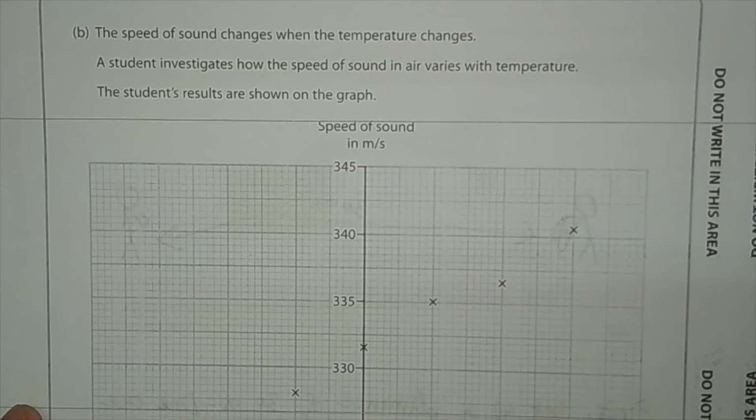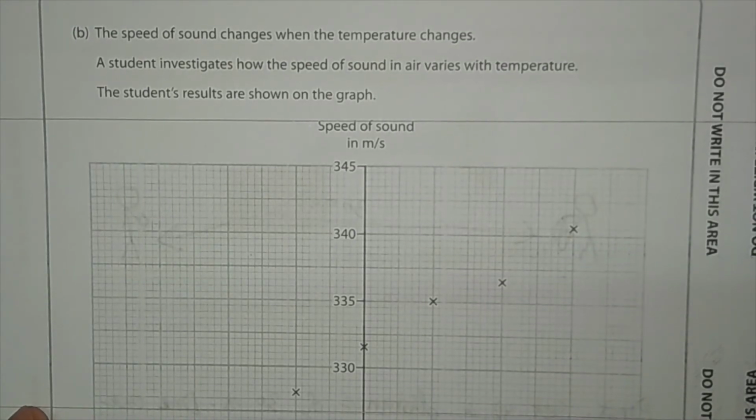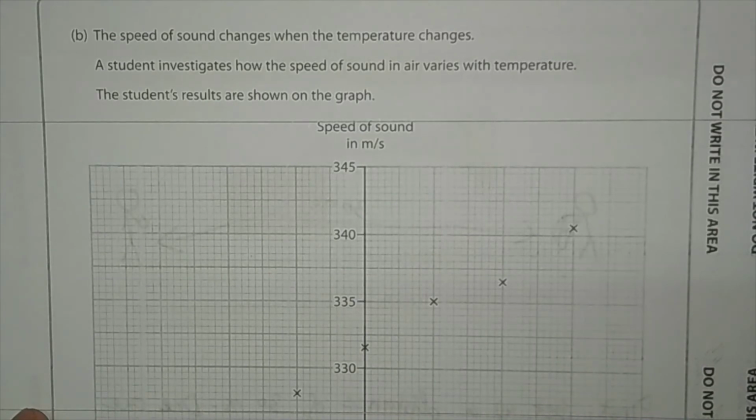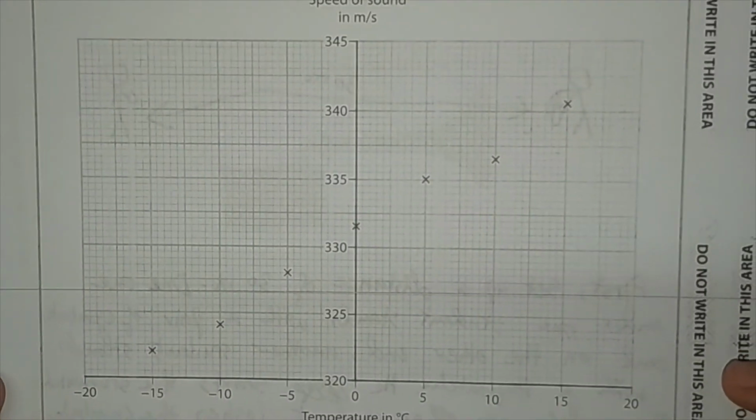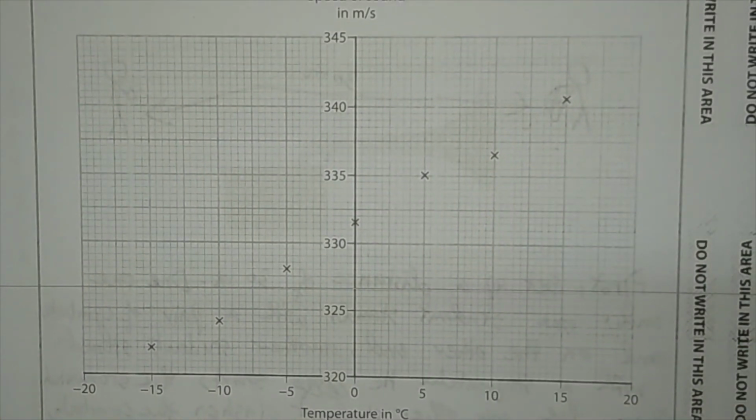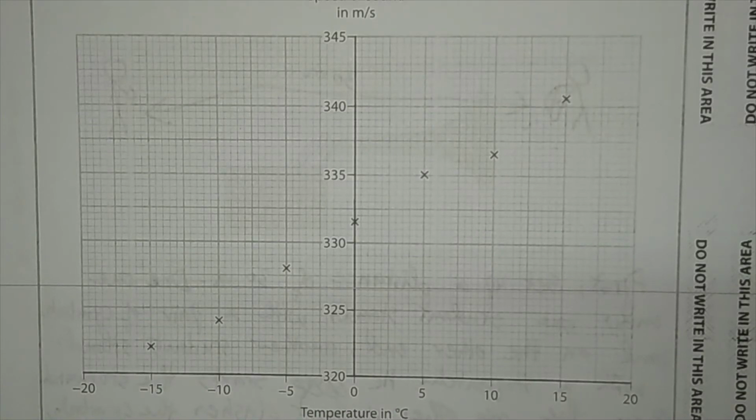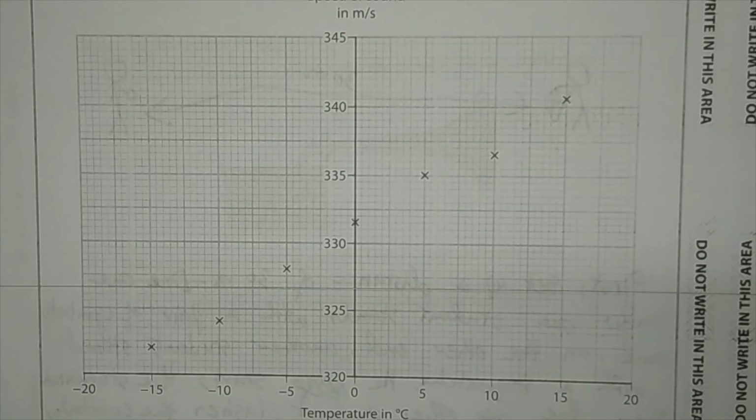Part B. The speed of sound changes when the temperature changes. A student investigates how the speed of sound in air varies with temperature. The student's results are shown on the graph here. Draw a line of best fit on the graph. Make sure you have a sharpened pencil with you and a ruler, plus an eraser if you need to erase and redraw your line.